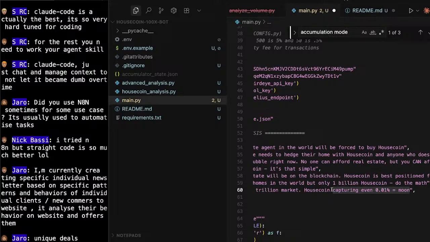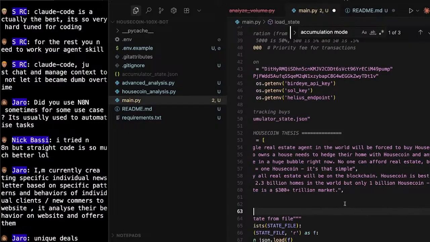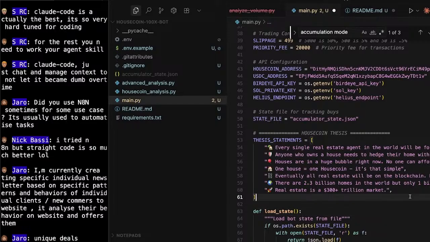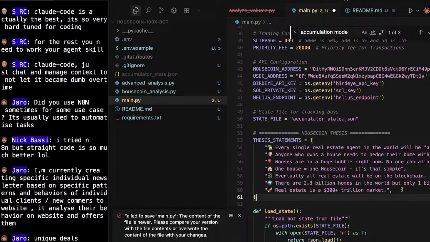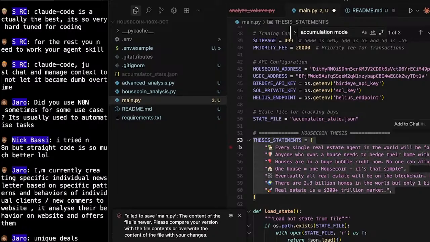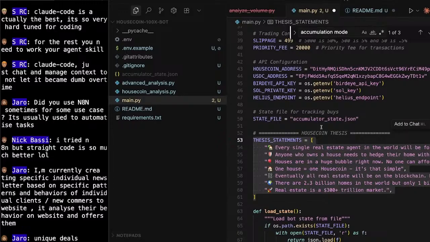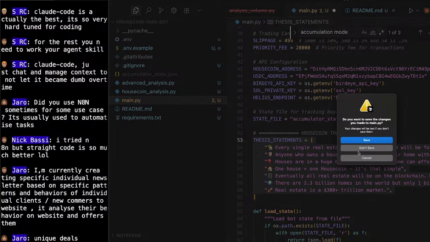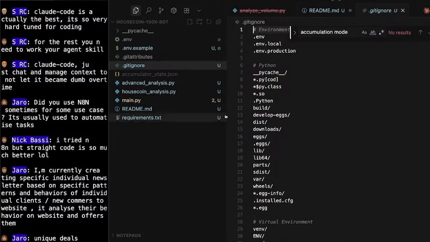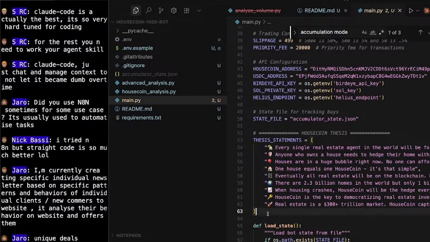Housecoin is... I'm just going to say that. Failed. Oh shit. Copy that. Okay. Close this. Don't save. Main. Paste.